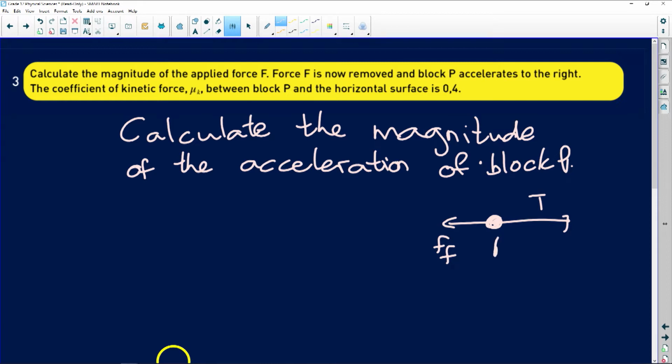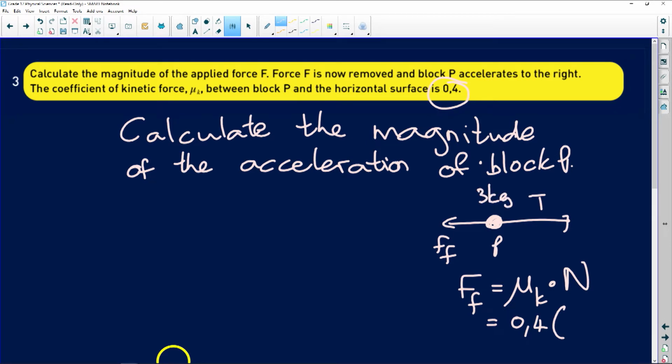So this is block P. So now, if I have a look at our situation, we can work out the new force of friction, which is not 15 newtons any longer. So now we have to use our little formula. Now, you will find this on your information sheet. So force of friction is equal to the kinetic coefficient multiplied by the normal force. They told us in the question that the coefficient is 0,4. And the normal force is obviously going to be the mass of the object times 9,8. Now, object P has a mass of 3 kilograms. So it's going to be 3 times 9,8.